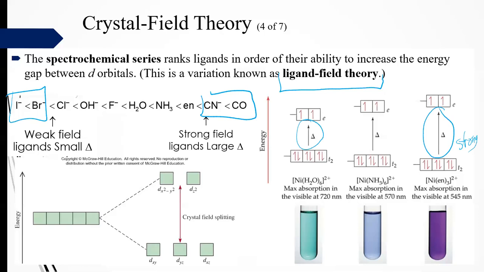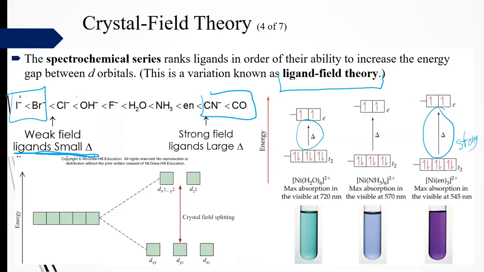So it doesn't matter what metal we have in the center. What really impacts our deltas is going to be the ligand that we're attaching. Is it a weak field, something that's going to create a small delta? Or is it a strong field, something with a big change that it's forcing in there?